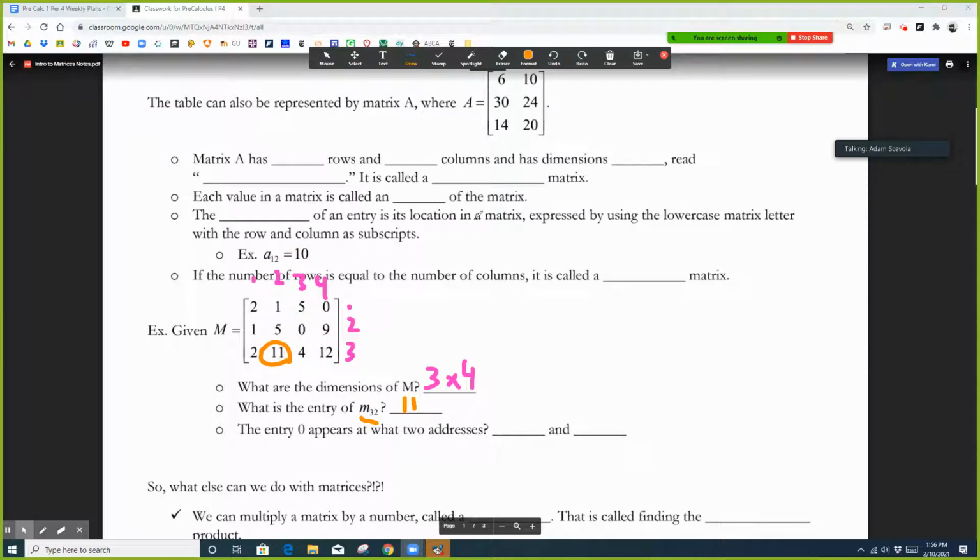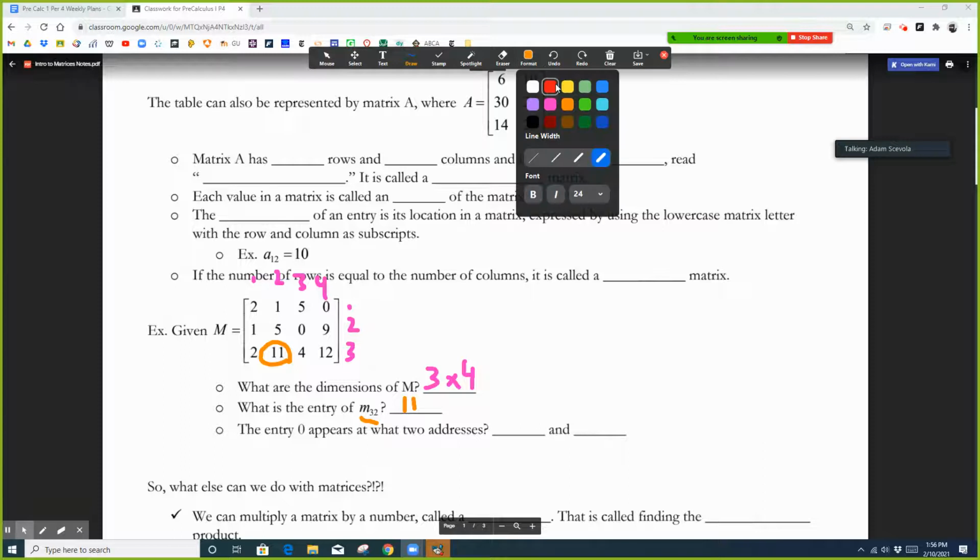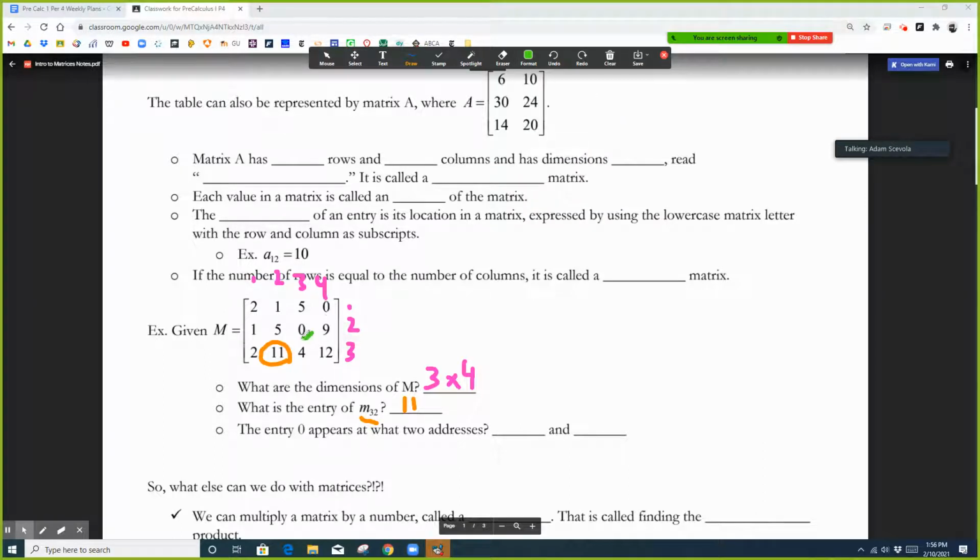Now, 0 appears at 2 different addresses. So that would be at here. So that'd be second row, third column. So that'd be M23. And then the top one would be 1 by 4. So that'd be M14, it looks like. So first row, 1, 2, 3, fourth column. All right.